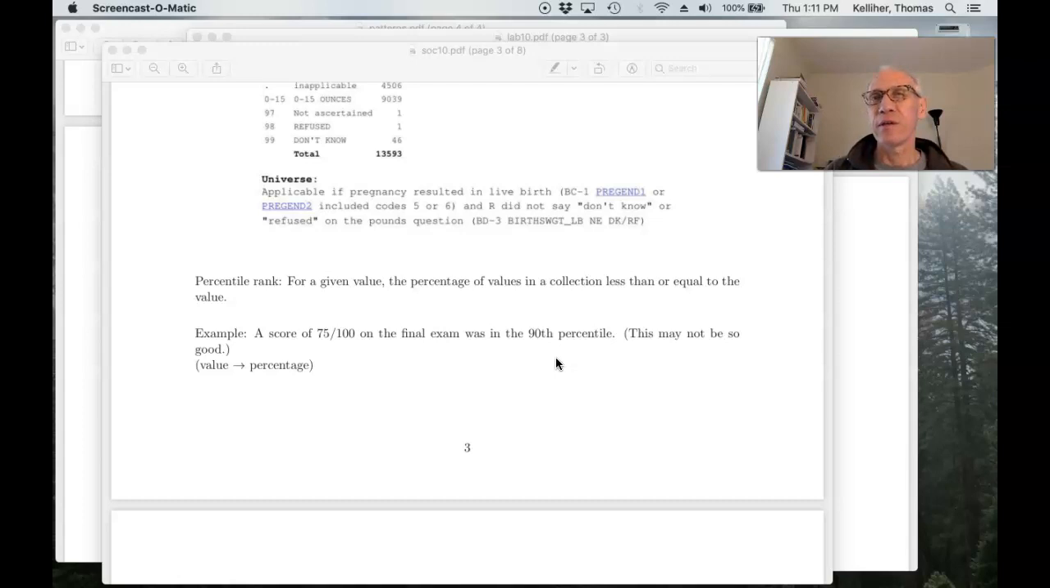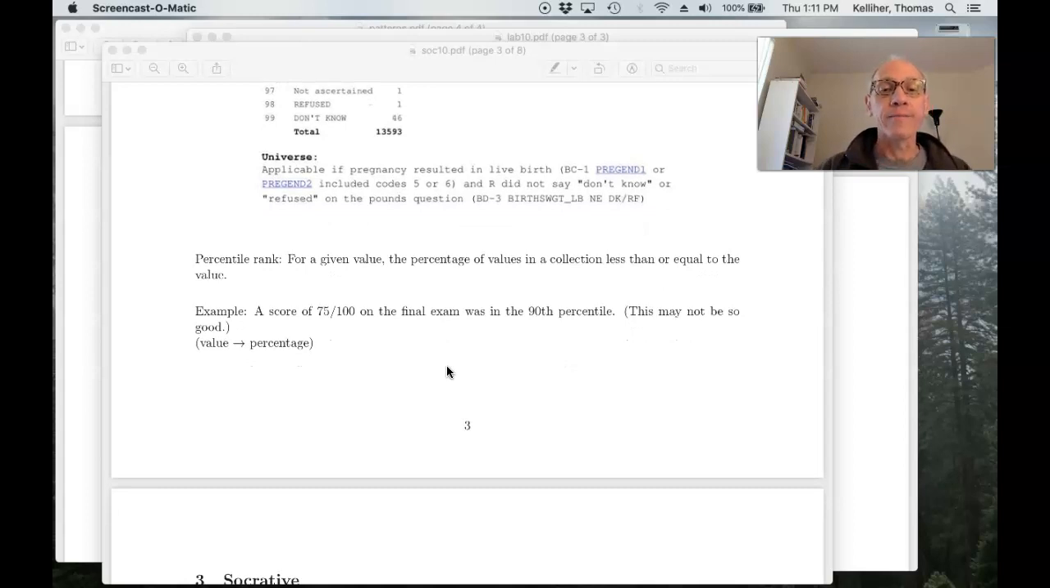Think about that for a second. That means that only 10% of the exam grades were greater than 75. That was one difficult exam. Again, a score of 75 is in the 90th percentile. 90% of the grades were 75 or less.